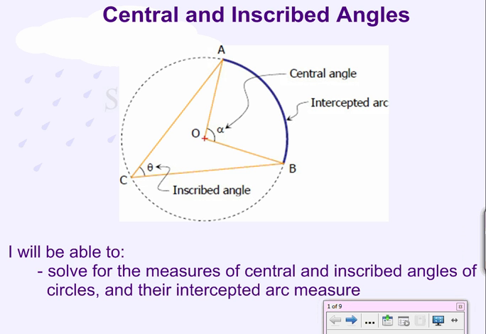All right, so today we're going to be talking about central and inscribed angles. I'm hoping by the end of this lesson you're going to be able to solve for the measure of the central or the inscribed angle and their intercepted arc.